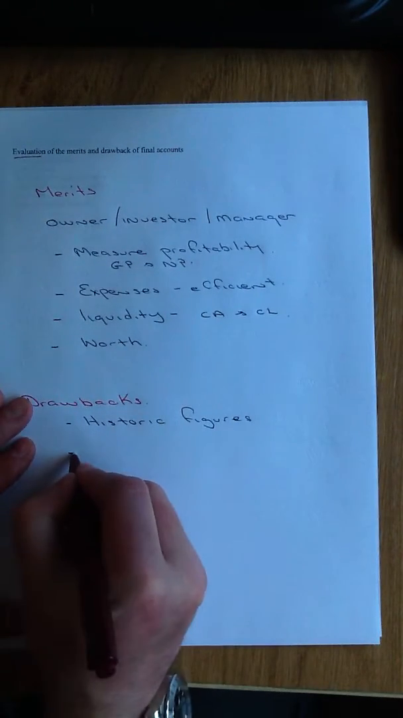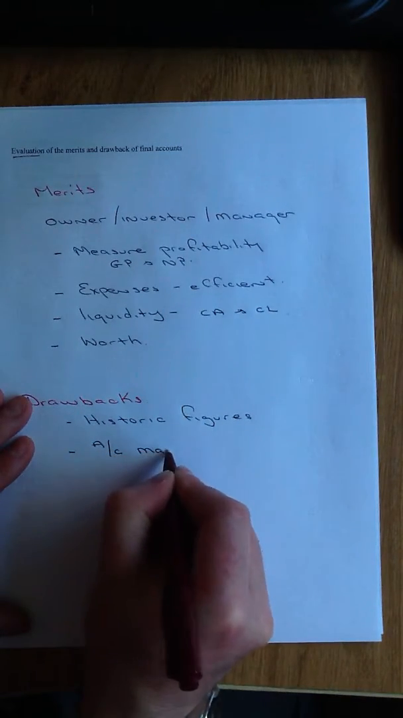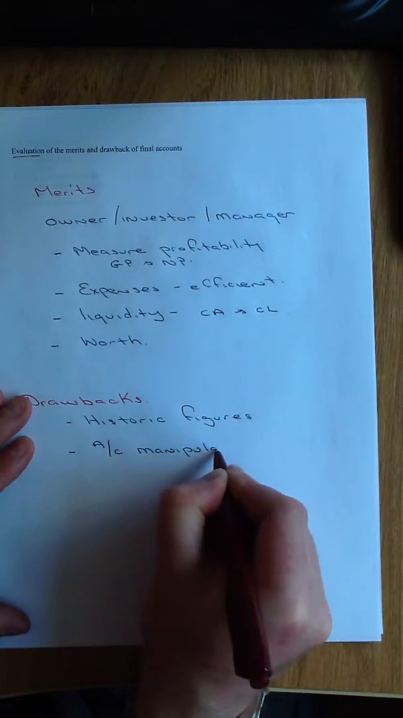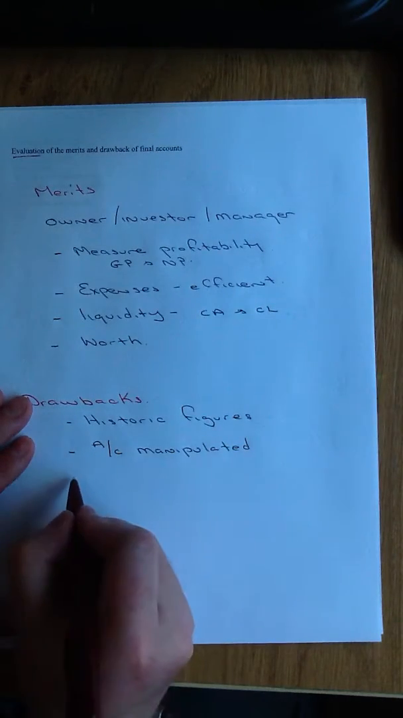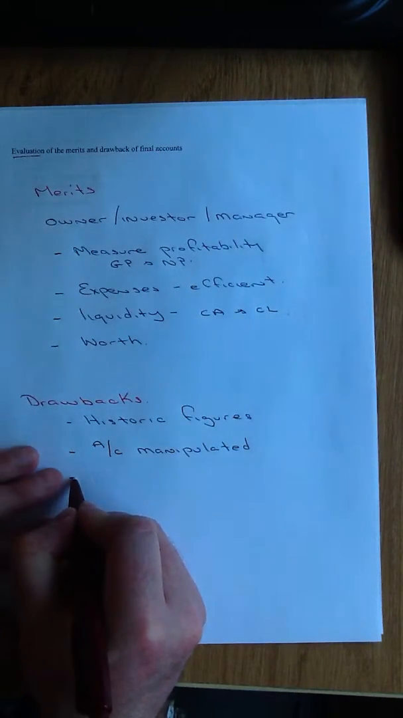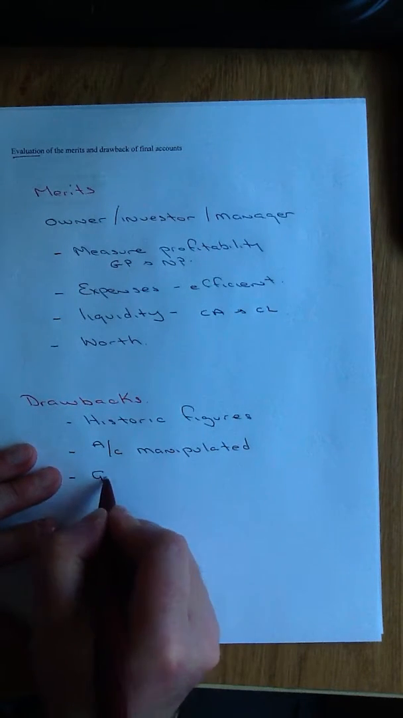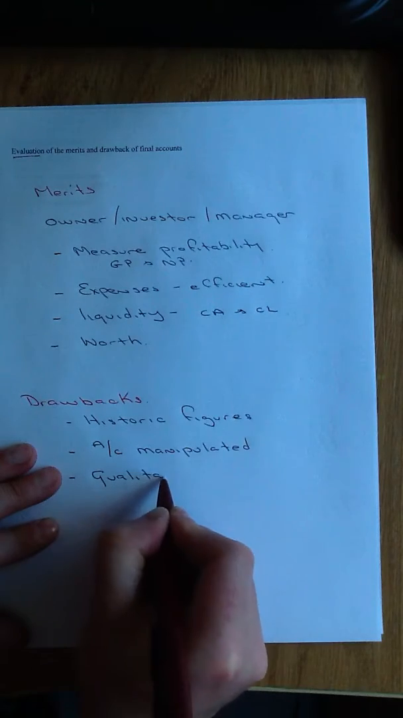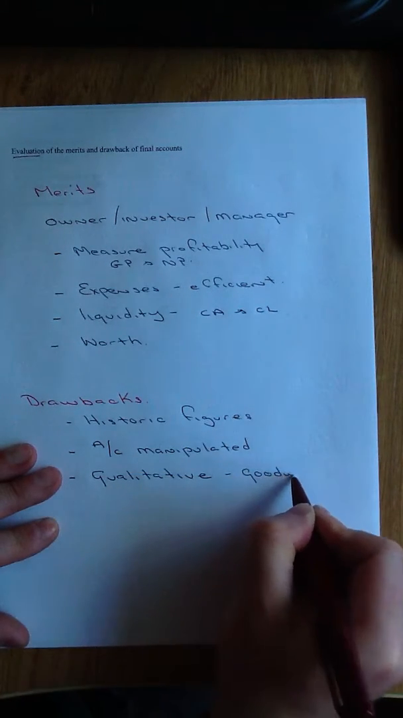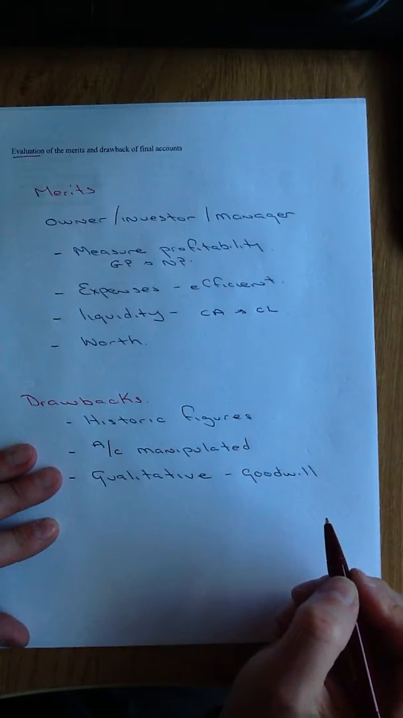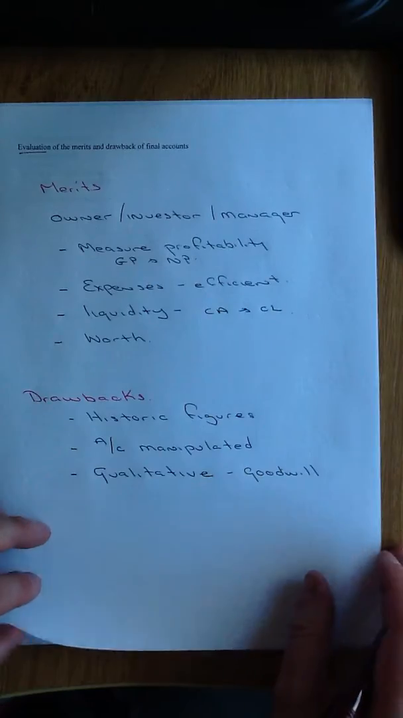The second drawback is that the final accounts can be manipulated to make the business look better than what it actually is. And the third drawback is the final accounts do not provide any information about any qualitative issues relating to the business. For example, the goodwill of its customers, a good location, or a good corporate image.